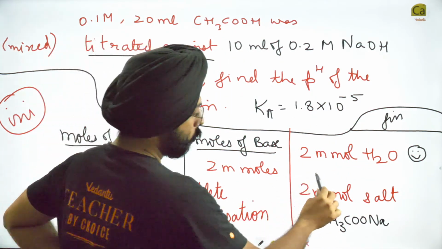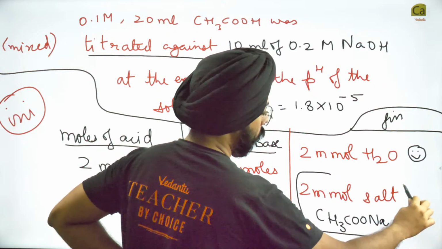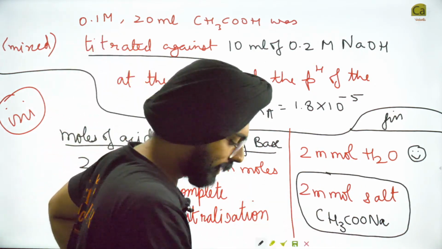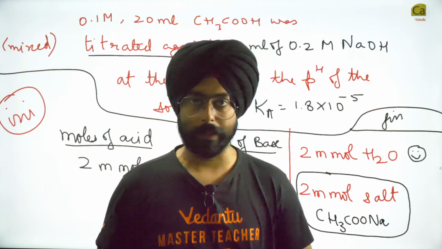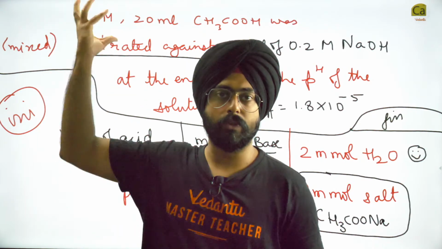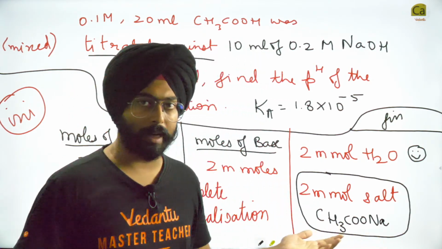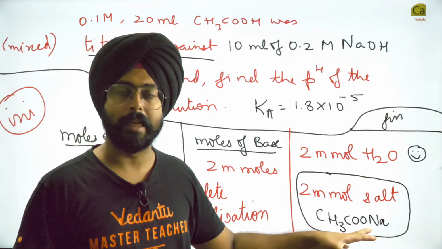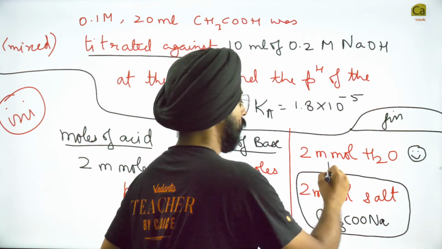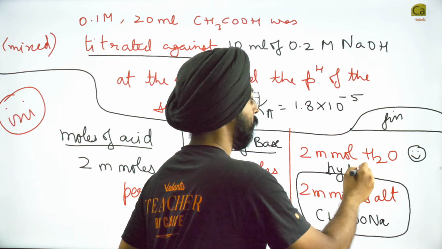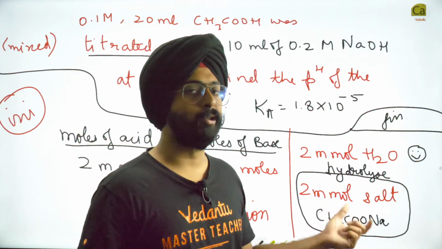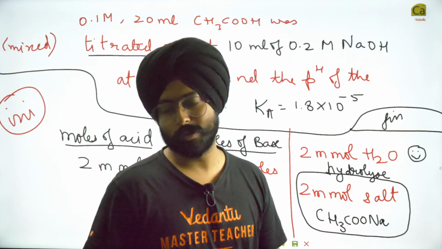Now, this 2 millimoles of salt, do you realize that this salt has the capability of getting hydrolyzed? Our thought process over here is step by step. First of all, the reaction happens, then the salt gets formed. This salt is the salt of a weak acid and a strong base. So this is going to hydrolyze. So using this piece of information, can you calculate the pH of the solution?